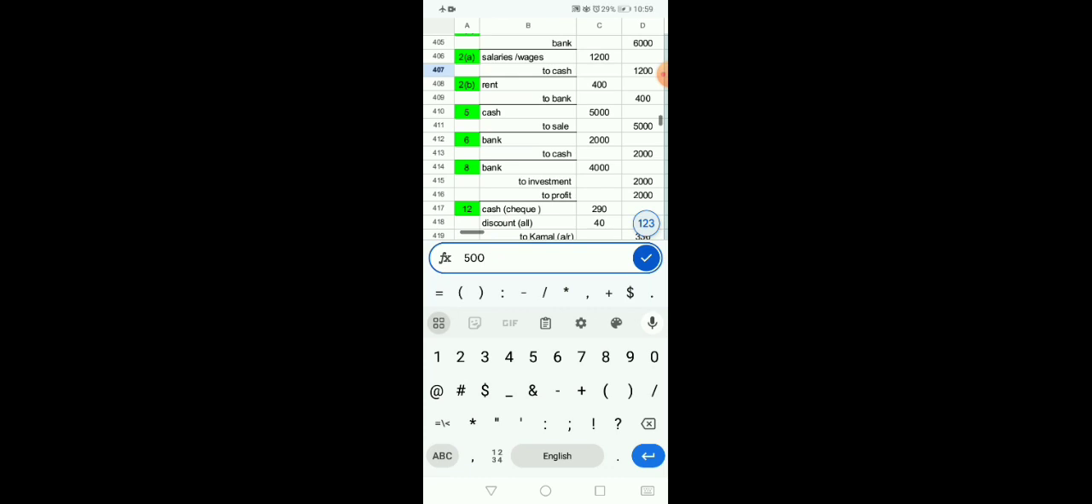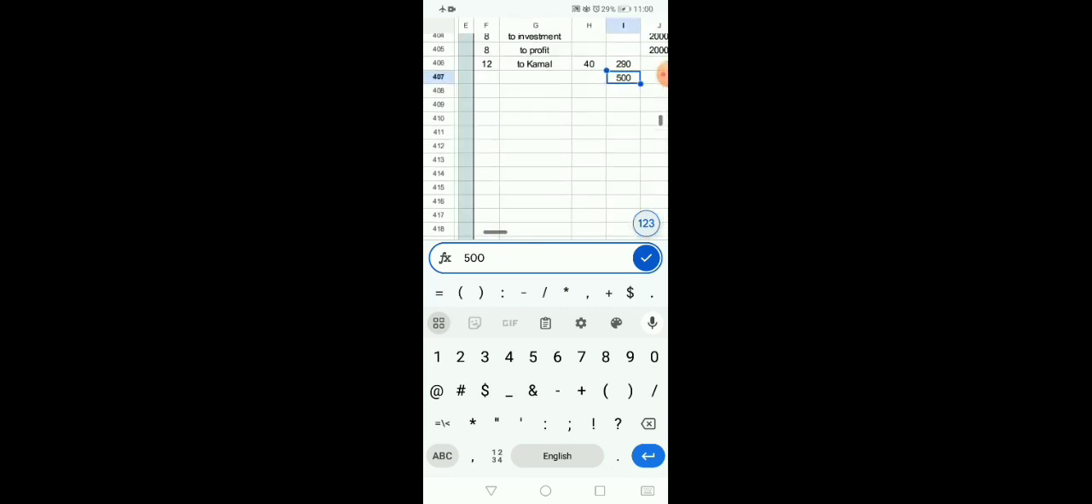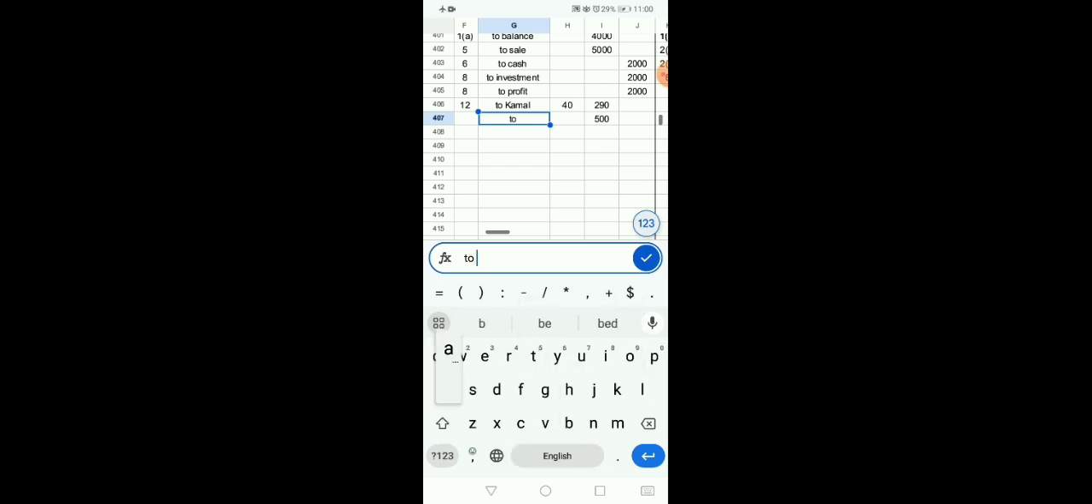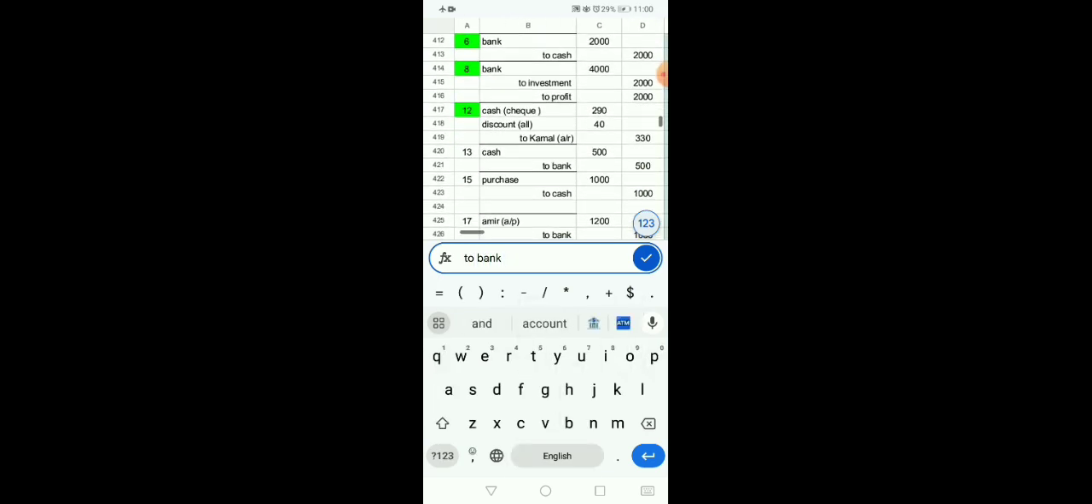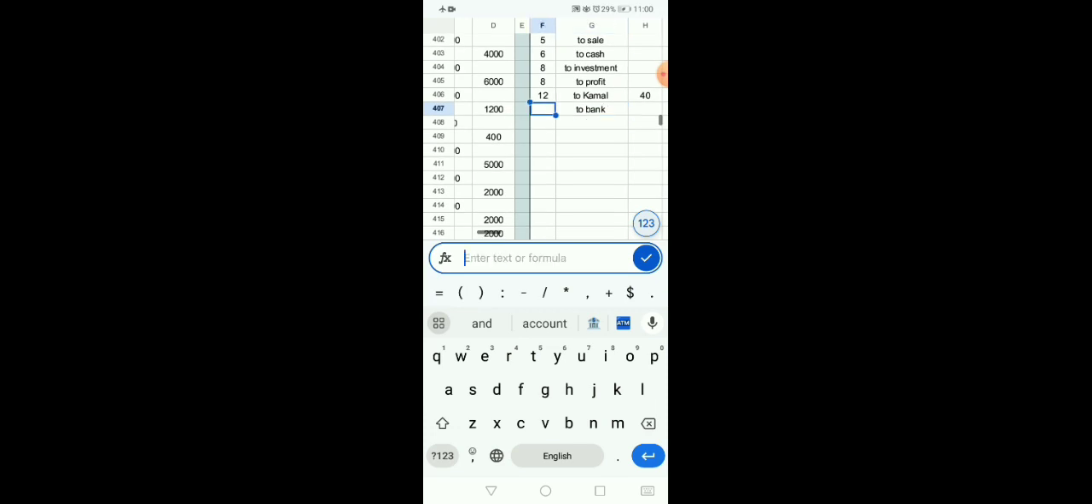And now see its reference. What is written on the opposite side of cash? That is bank. So you will write to bank over here. Now see the date, which is 13. So post your date as 13 in the date column.